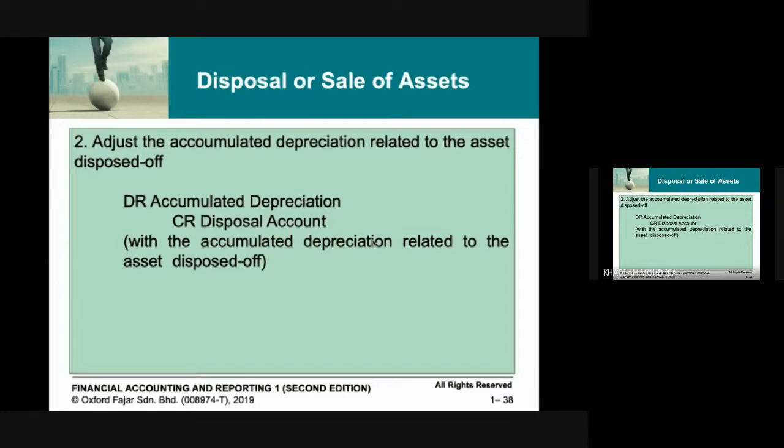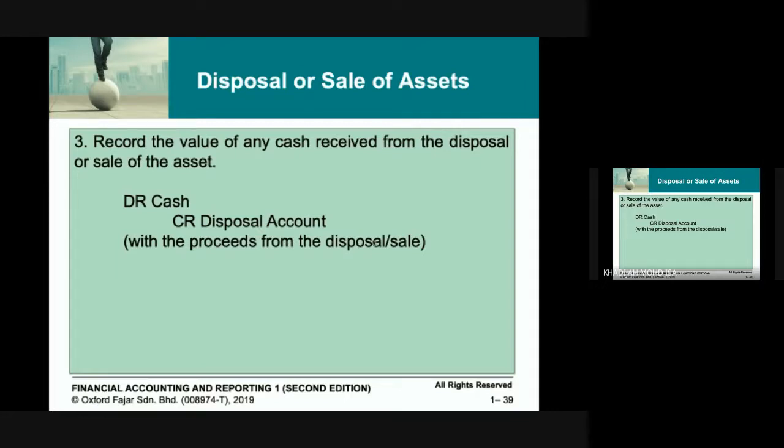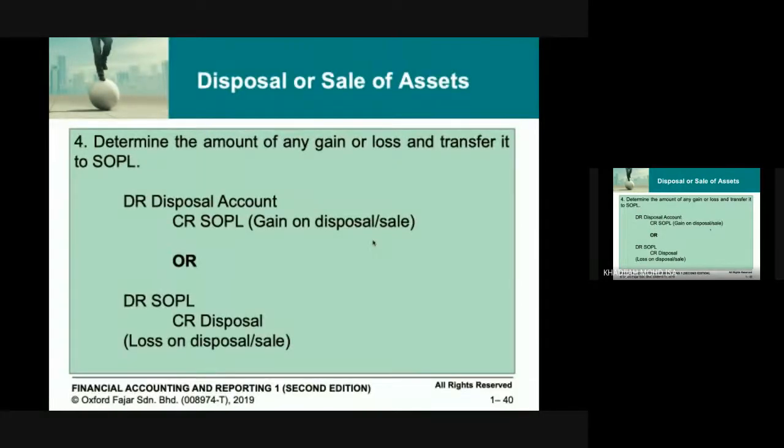What else you have? Number three, record the value of any cash received from the disposal or sale of the asset. So when you receive cash, of course, cash is debit. All right. And then you credit your disposal account of the amount you receive on the disposal of the asset. All right. And finally, based on the transaction just now, you're going to see whether there is a gain or loss on the disposal. All right. So you do not know whether there's a gain or loss on the disposal until you have all the items number 1, 2, 3 put into the accounts.